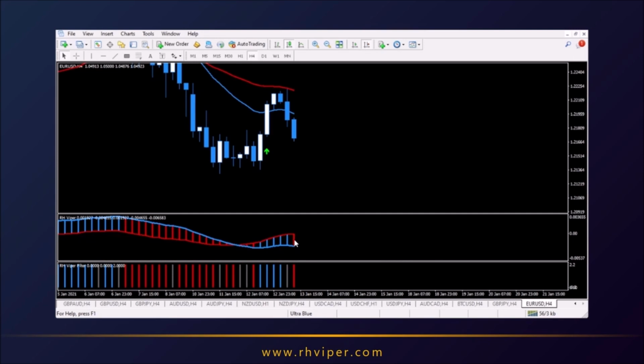We've got that histogram turning red, and the RH Viper filter is also red. When this candle closes, we're going to take a look and see if there's a red arrow above this candle. And if there is, we can go short.